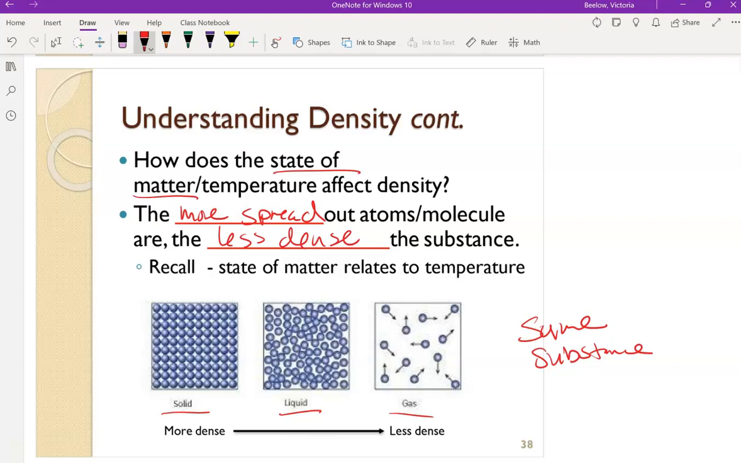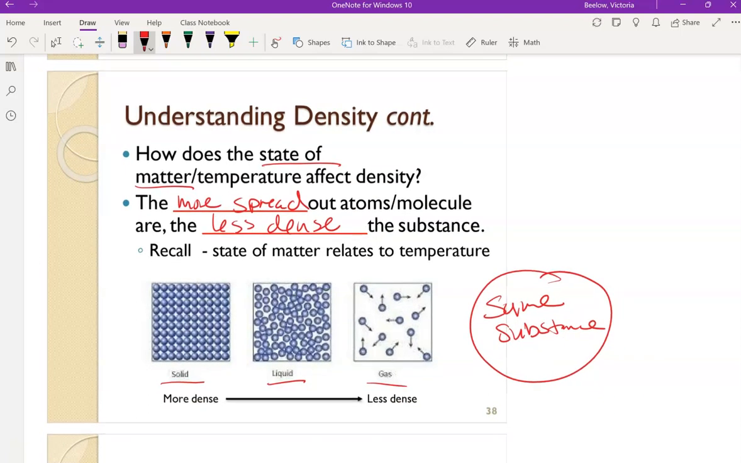And that makes sense because with solids, the atoms are closer together. Liquid, they're a little bit farther apart. Gas, they're very far apart. So if you're talking about the same substance, the gas form will be the least dense, the solid form will be the most dense, and then the liquid is somewhere in the middle. However, not all substances follow this rule.